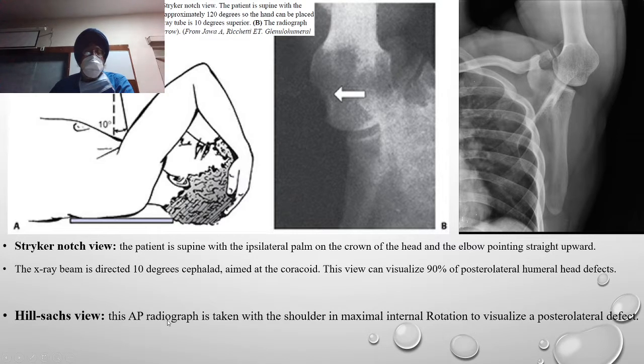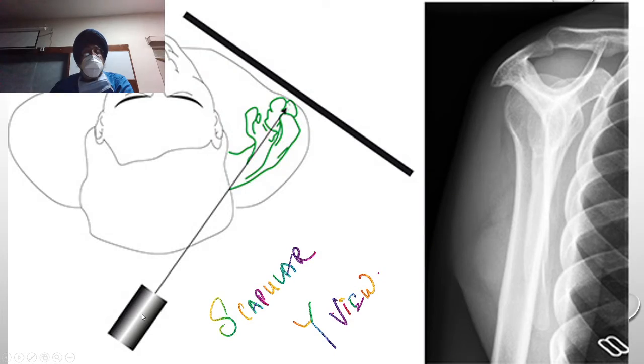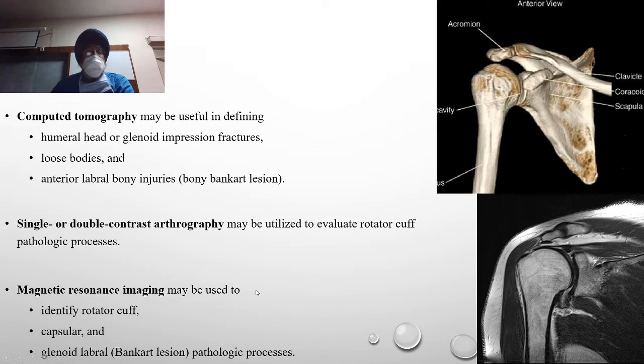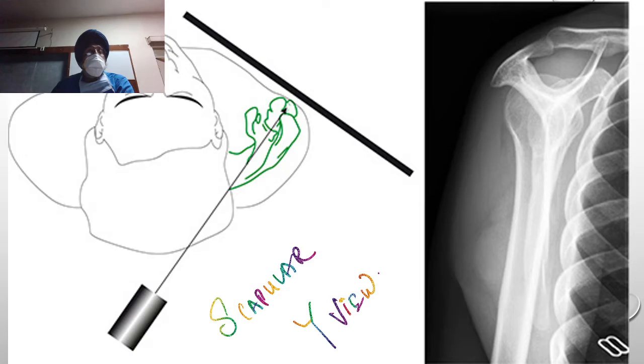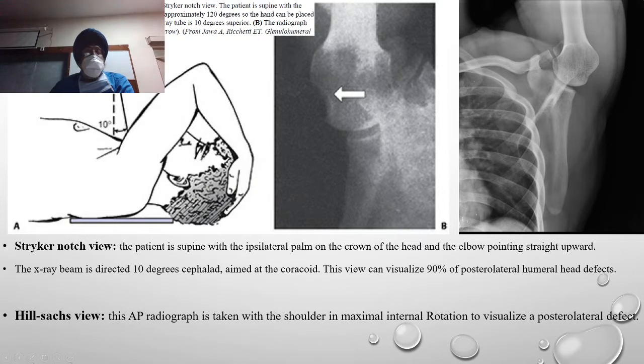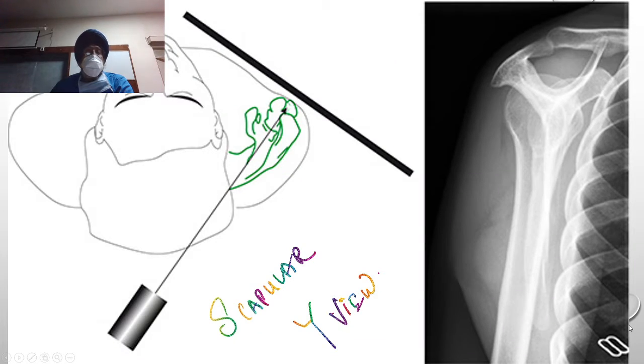Then the Hill-Sachs view. This radiograph is taken with the shoulder in maximum internal rotation to visualize the posterolateral defect. This is the scapular view.